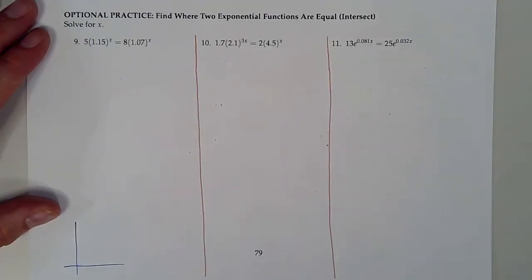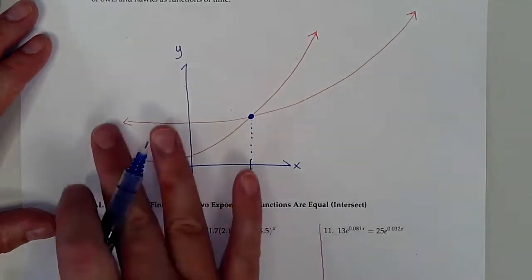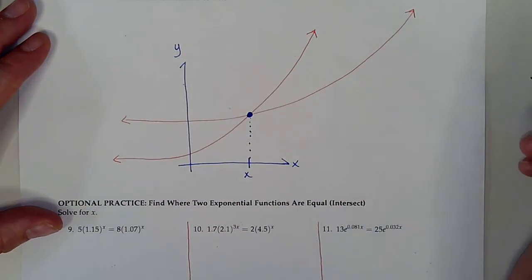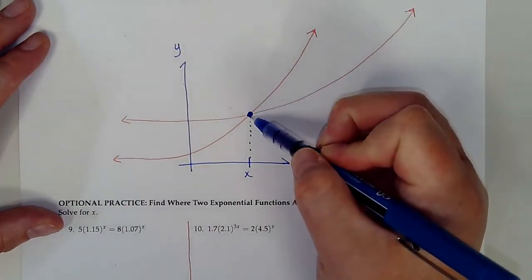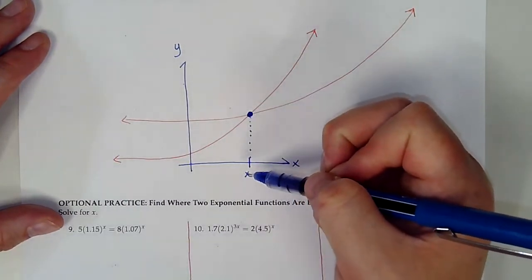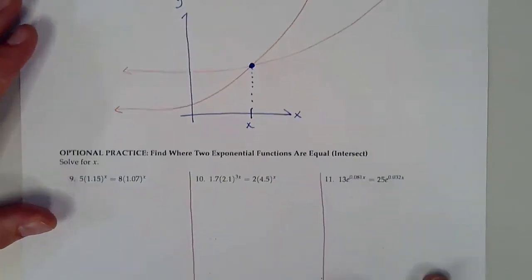This is some optional practice for section 5.2, and specifically we're going to look at where two exponential functions are equal, or in other words, where they intersect. So if each one of these red lines represents an exponential function, what we're looking for, where they're equal or where they intersect, is this point here where the two functions cross, and then specifically we're looking for that x value that's associated with where those two functions are going to intersect.